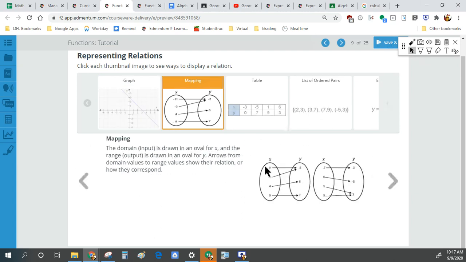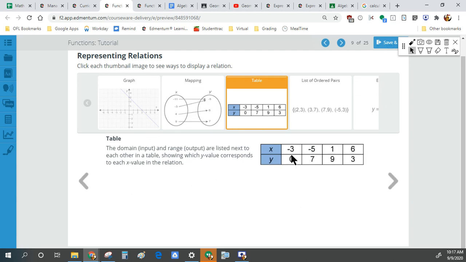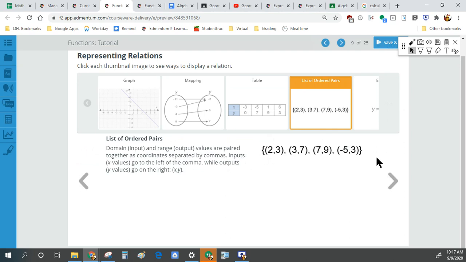In a map, every x should only have one arrow. If you have an x with two arrows, it's not a function. On a table, you shouldn't have the numbers repeating. So there should only be a number once. You can have the y's repeat, but you can't have the x's repeat. Same thing when you're looking at a list of ordered pairs, a list of points, you shouldn't have two x's. Every x should be different. And oops, let me go back to arrow mode.